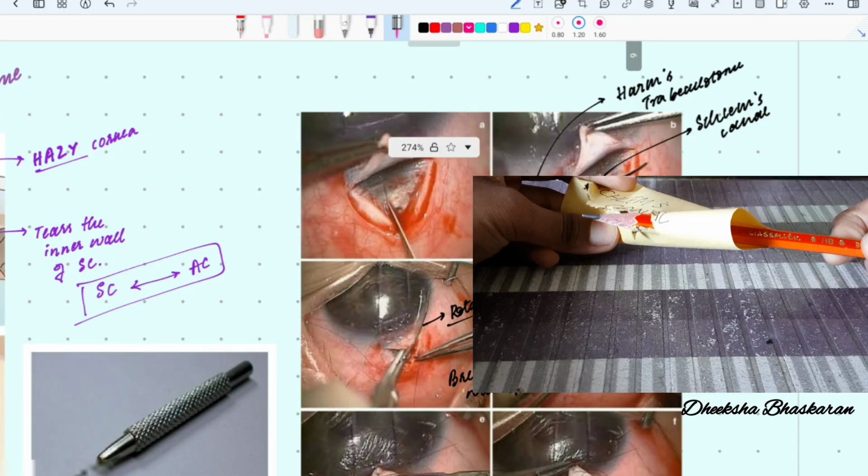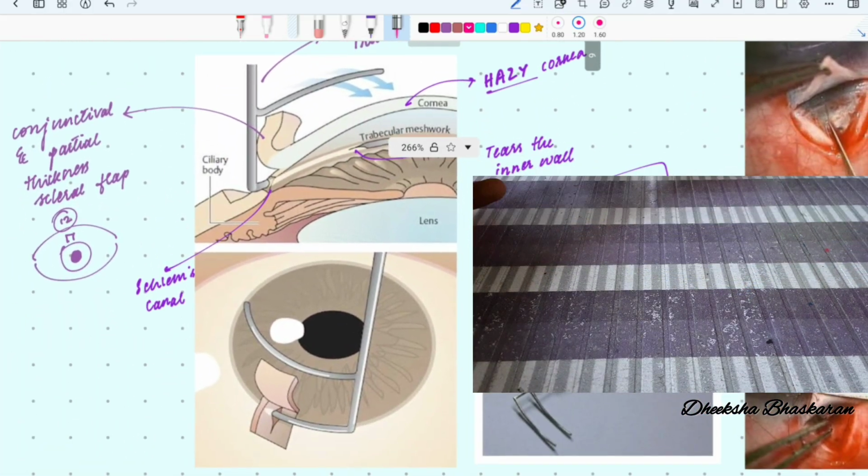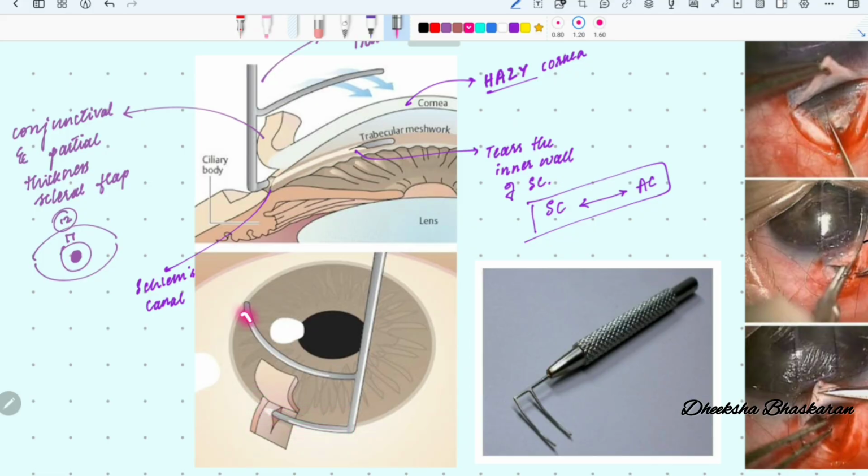So we see here. And why do we prefer this in case of hazy cornea? Because you see here there's a lower rod and then there's an upper part for the instrument. The lower part goes into Schlemm's canal, and the upper part is parallel with the lower part of the instrument. So when this rotates, this also rotates. So we visualize the rotation of this through this.